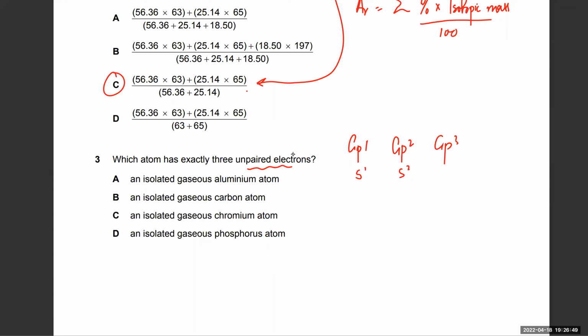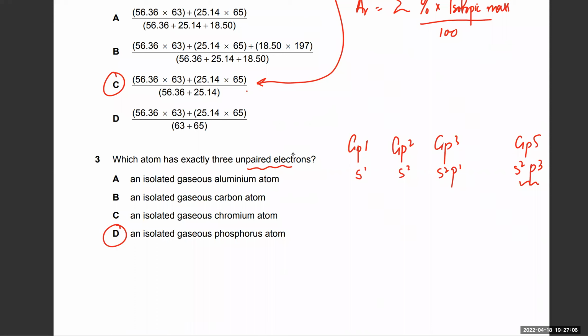So where will 3 unpaired electrons come? Group 3 is S2P1, right? So it's going to come out to be group 5, right? It's going to be S2 and P3. So it's an atom that belongs to group 5, which is going to be phosphorus.